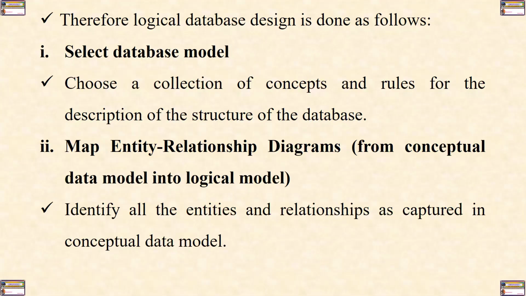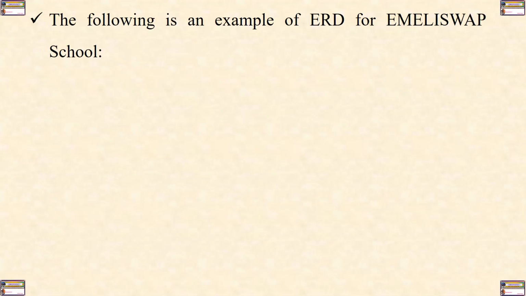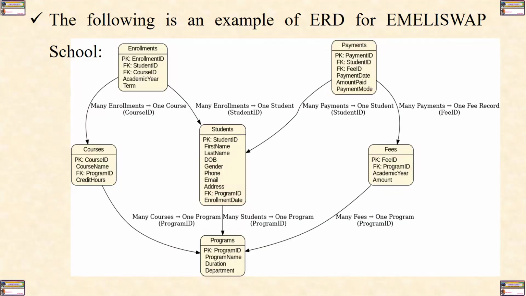You do this by identifying all the entities and relationships as captured in your conceptual data model that you have already developed. So the following is an example of an ERD for a MediSwap school. Now, this is almost similar to another ERD model that we discussed in previous presentations in this series. Here, you can see a full roadmap of the database that we're going to create, titled MediSwap School.